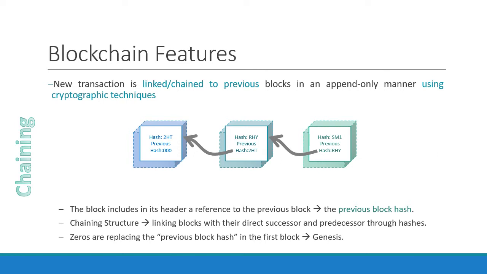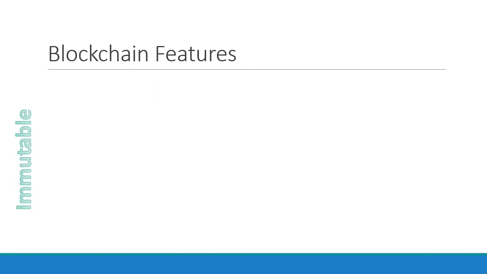The zeros are replacing the previous block hash in the first block, which is called the genesis. It's hard-coded and marking the start of the chain. Let's move to the next feature, the immutability.